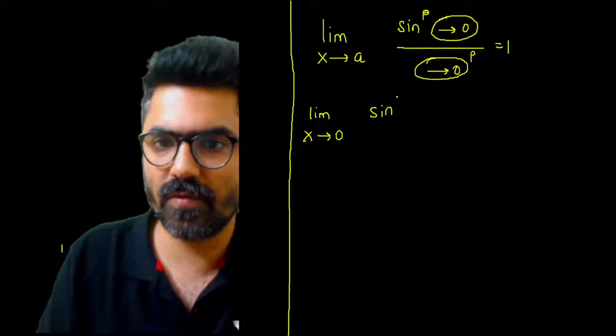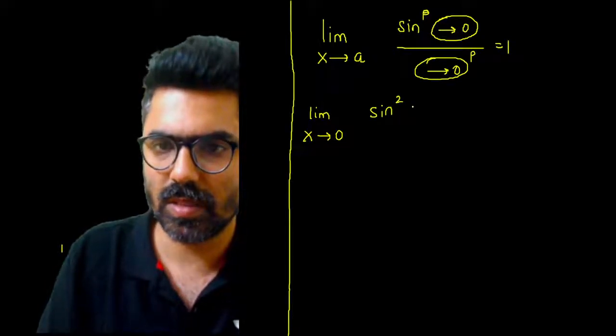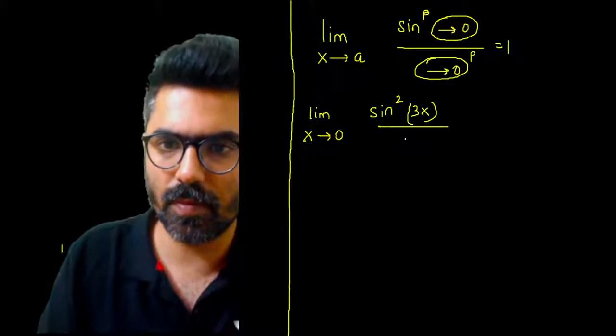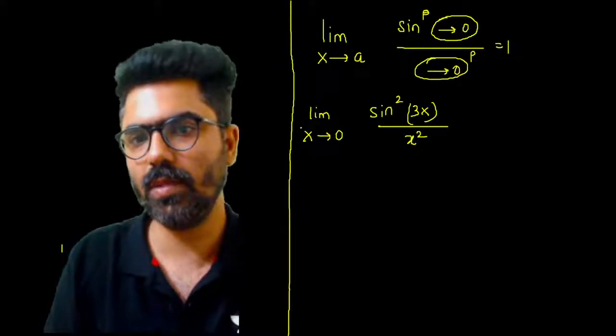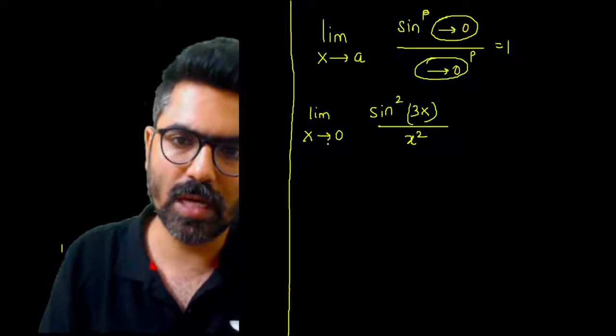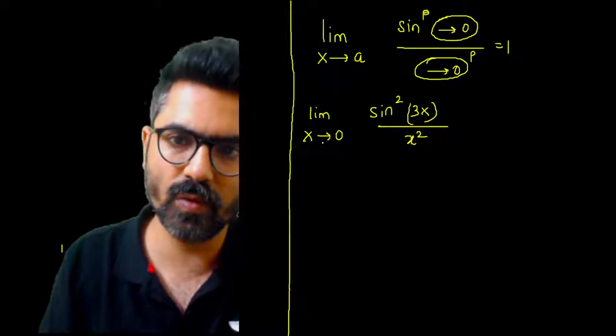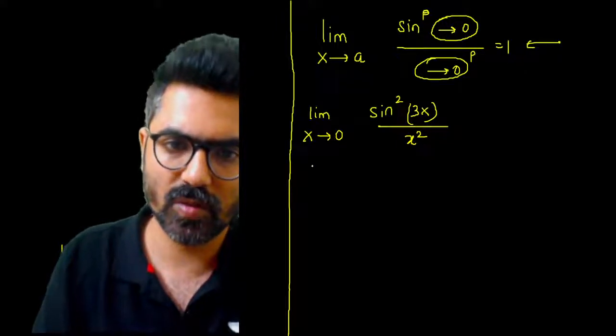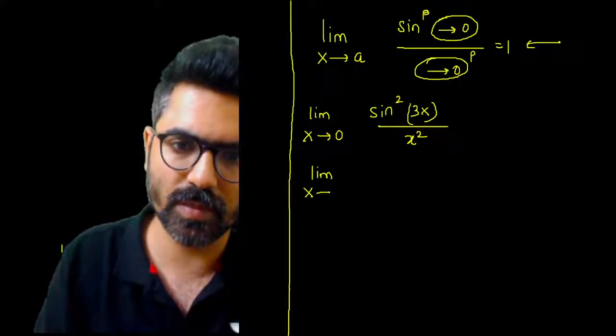So sine square of, let's say, 3x whole upon x square. You have to find this limit. I'll do this limit with the process, and then we'll do it with this pattern or a shortcut like that. So by process, if you are going to solve, it is something like this.